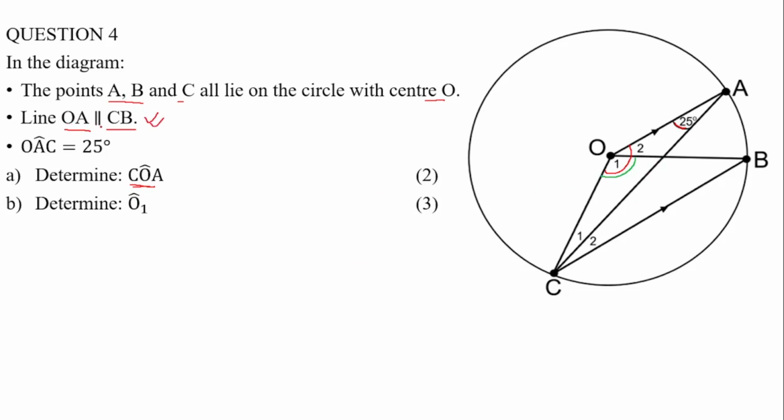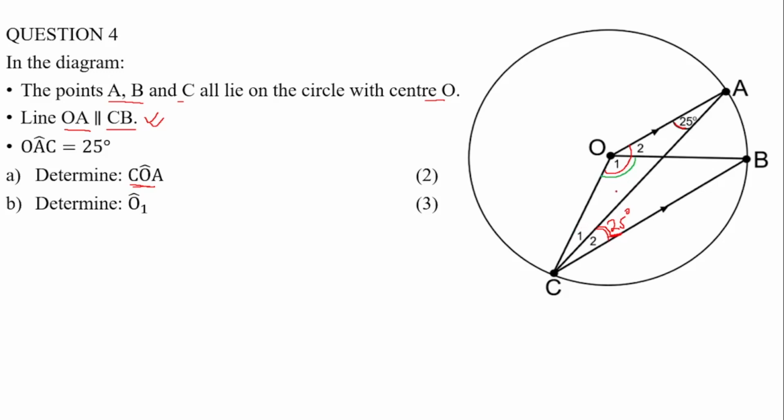Line OA is parallel to CB. Now you have to look for alternate angles, corresponding angles, co-interior angles. We can see that here we have angle C2, which is equal to 25 degrees, because angle A and angle C2 are alternate angles. We're given that OA is parallel to CB, so this is 25 degrees.